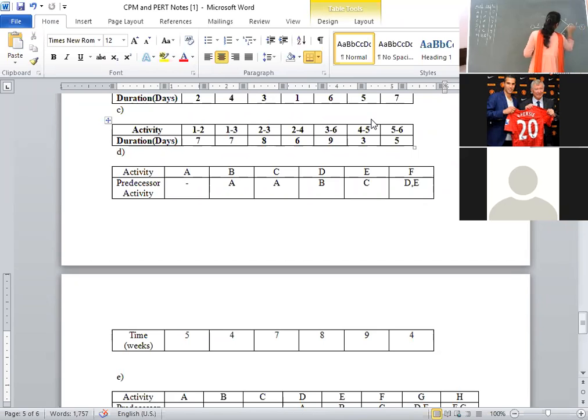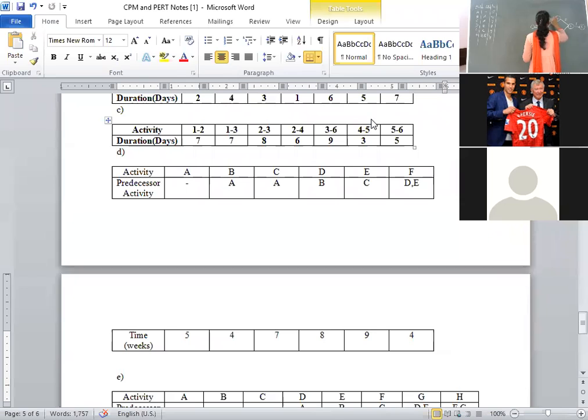Arrows should be mandatory. Even if I forget, you should not. Okay. Here, what is the duration? Duration is given in terms of weeks. 5 weeks, A of 5. To complete this particular task, how many weeks will it take? 5 weeks. Similarly, B of 4.